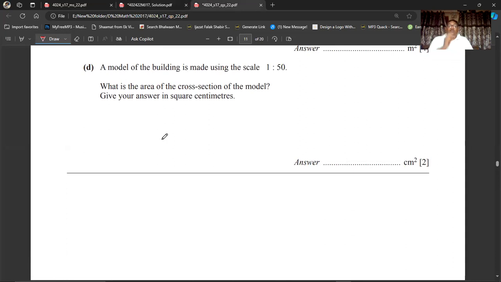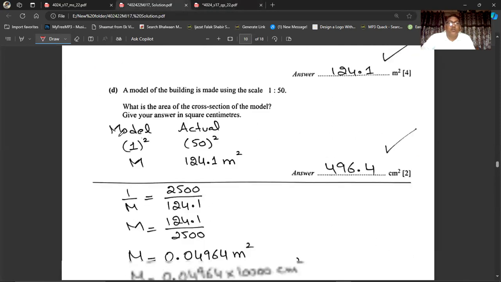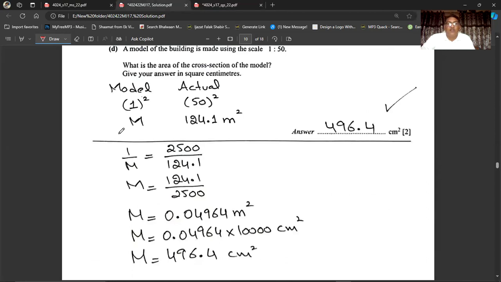Now we are going to question number 8, it's D part. He says a model of the building is made using the scale 1:50. This is the scale for the length. What is the area of the cross section of the model? Give your answer in square centimeters. Okay, so I'm going to use the method of proportionality, model to actual, because the scale of the length is given. So I will first of all square it so I can use that scale for the area.